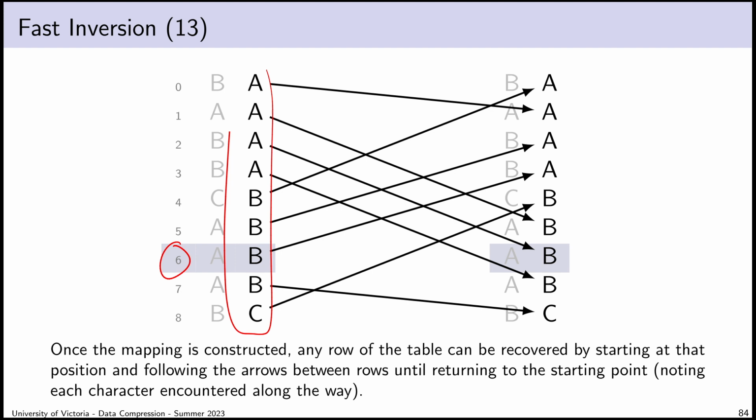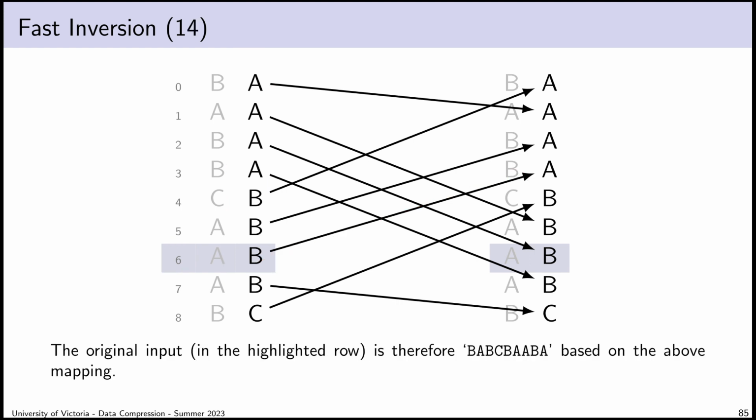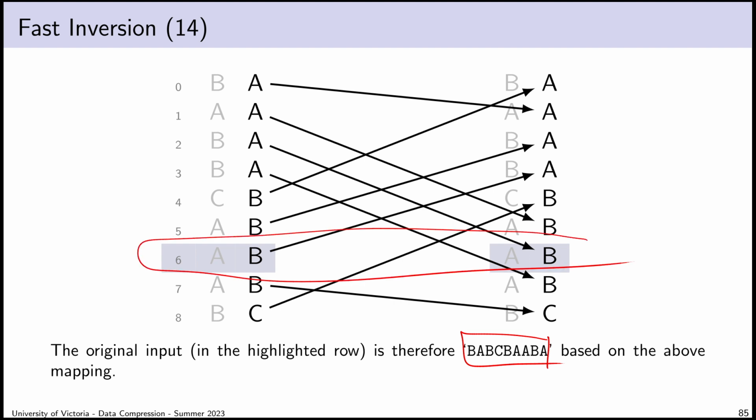I know how many rounds I have to take because it'll be the same number of rounds as there are rows. I just have to walk through the mapping, following arrows between rows until I have every character that I want. So it turns out my original input was this. And you can try that yourself. Try generating the BWT and you will see that you end up with index 6 and the BWT is the string that we started with.